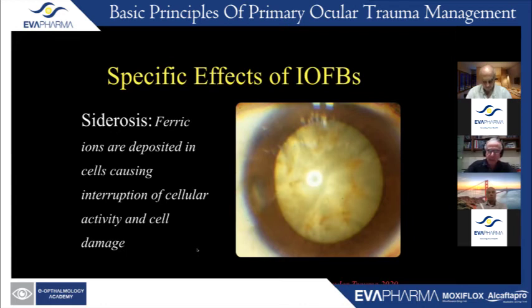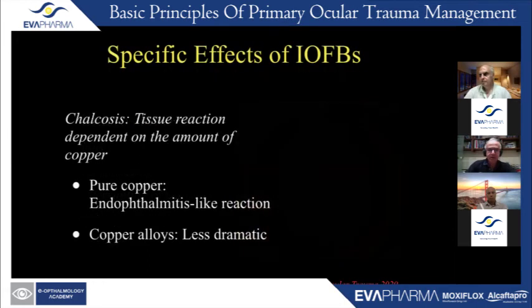So all the epithelial cells in the eye will be affected, including the corneal epithelium, the corneal endothelium, the capsular epithelium, the retinal pigment epithelium, the ciliary body epithelium. All these cells are going to be affected.